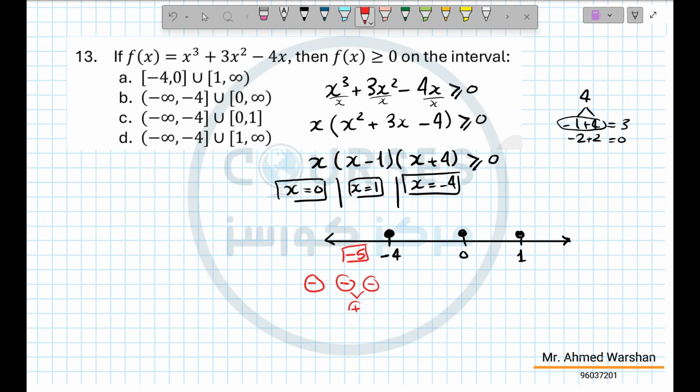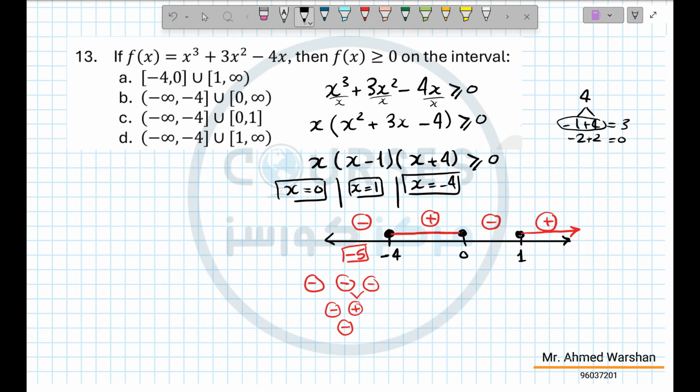Negative times negative is positive. Positive times negative is negative. So this one will be negative, and then it alternates: positive, negative, and positive. Okay, what are we looking for? This is greater than 0. Greater than 0 means we want the positive ones. Where are the positive ones? It's this one and this one.